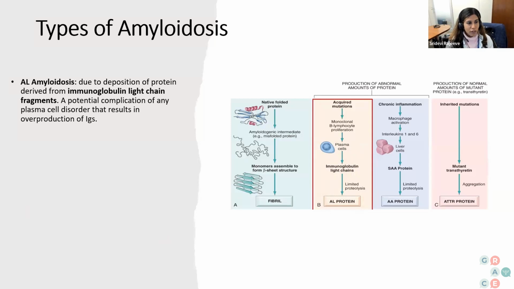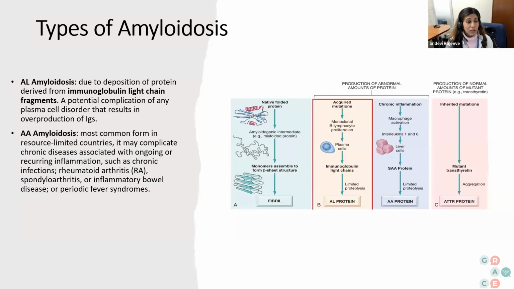Now, the other type of amyloidosis, which I discussed before, is AA amyloidosis. It's usually common in patients who have chronic inflammation, such as chronic autoimmune diseases, and it's mostly seen in resource-limited countries where you have chronic inflammation due to chronic infections, undiagnosed autoimmune diseases, etc. Anytime there is chronic inflammation in the body, it activates the macrophages, and they secrete an abundance of interleukin 1 and 6, which act on the liver cells to produce serum AA protein. This AA protein deposits in various parts of the body, causing this AA type of amyloidosis.